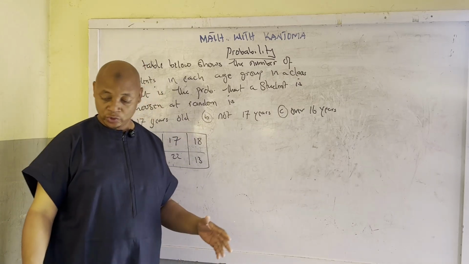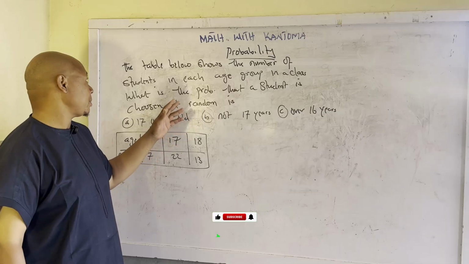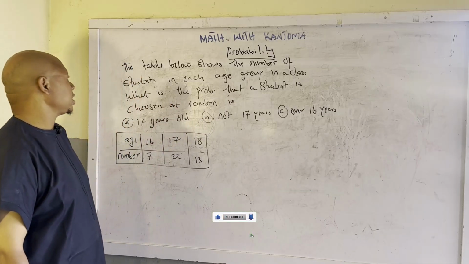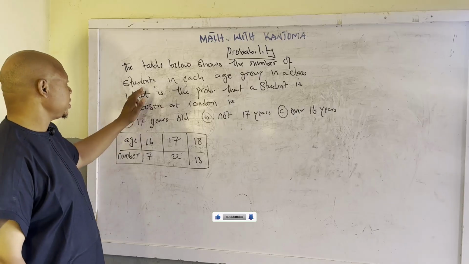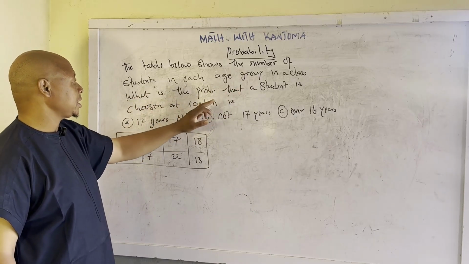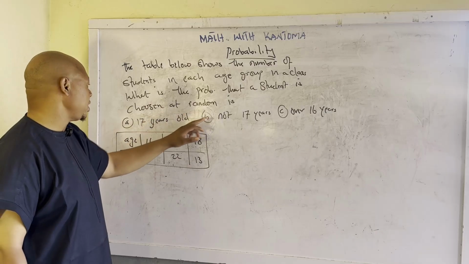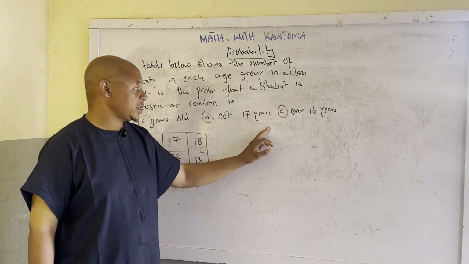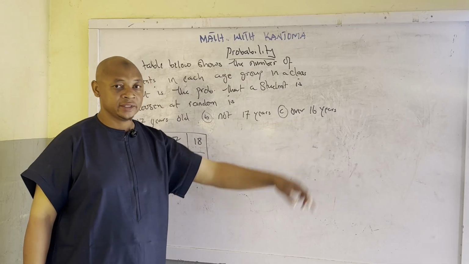In today's episode, we are given this problem in probability and we're asked to solve it. The question says, the table below shows the number of students in each age group in a class. What is the probability that a student chosen at random is A, 17 years old, B, not 17 years old, and C, over 16 years old?